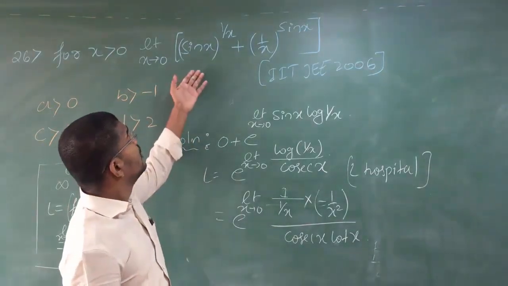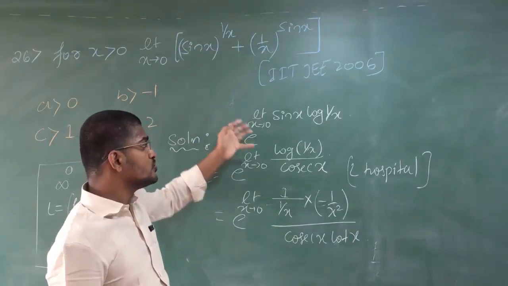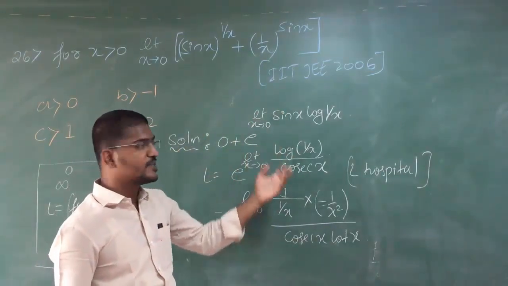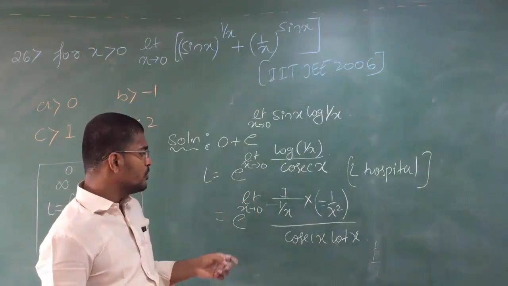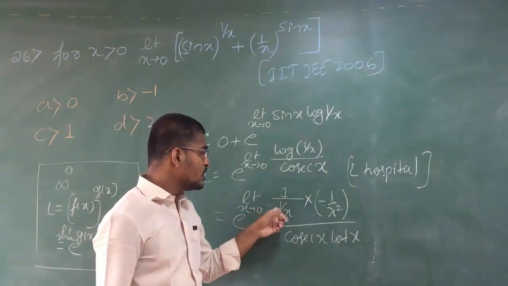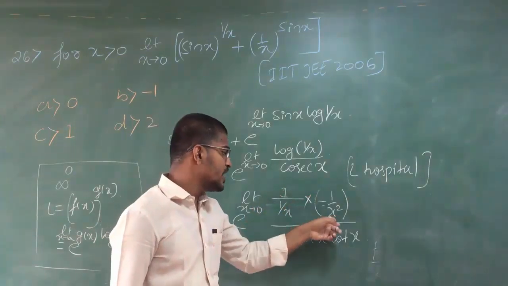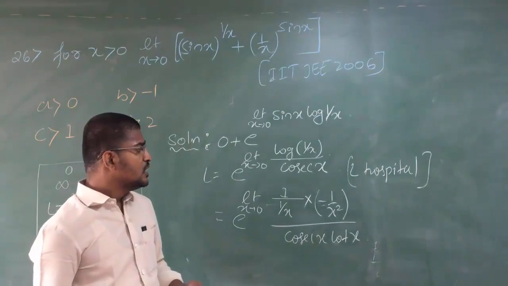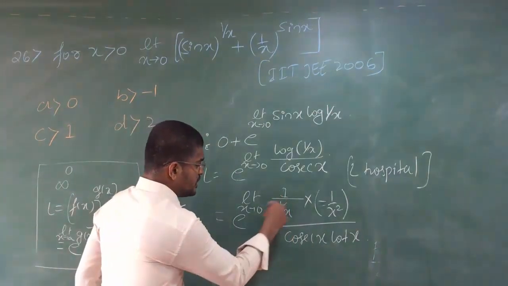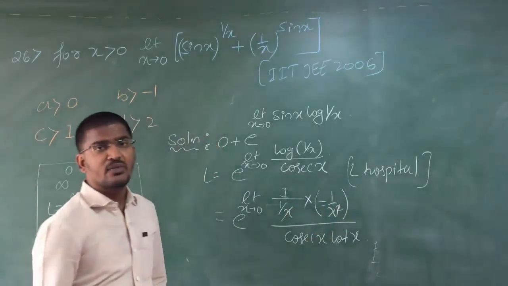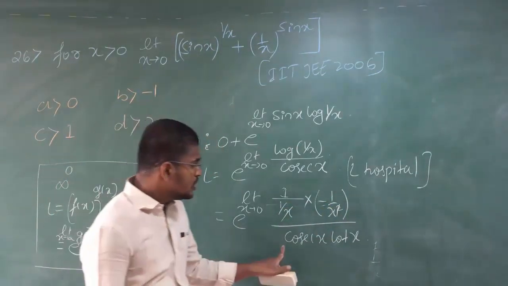This is a very new problem to you, so I am solving in detail. Clear? Otherwise we can skip the steps and we can solve, no problem. Limit e to the power of limit extending to 0 1 by x into minus 1 by x square divided by cosec x into cot x. So now what is 1 divided by 1 by x? I will cancel x and x. It will be remaining with minus 1 by x.